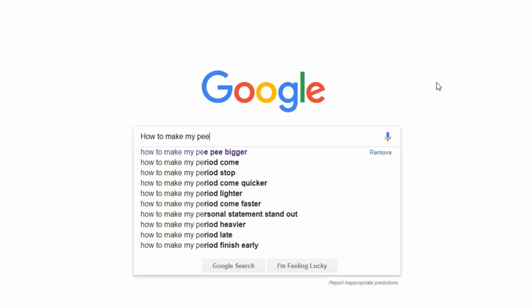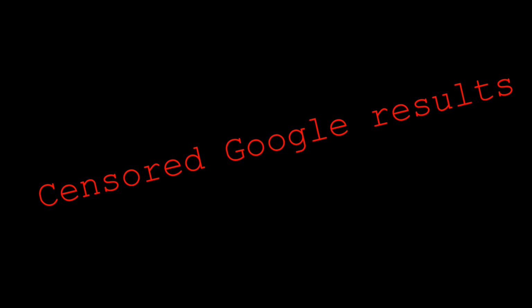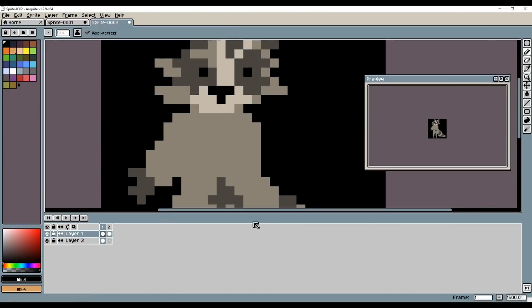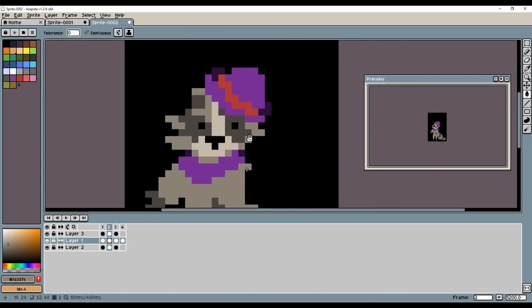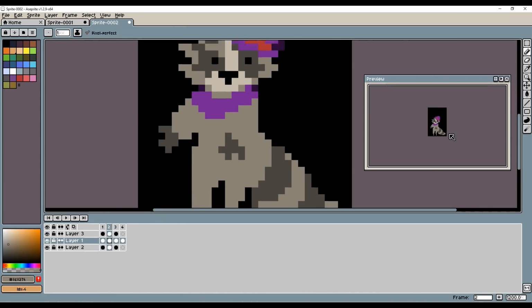Right, so, how do we make a raccoon? There's a bunch of things in here which I should probably not be showing, so I am gonna block that out. Right, so we drew a raccoon. He seems very happy. I am very satisfied with the results.